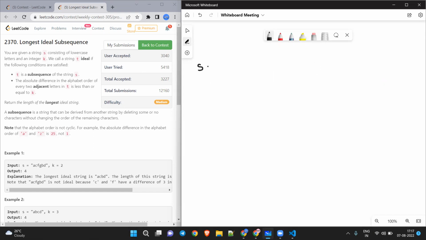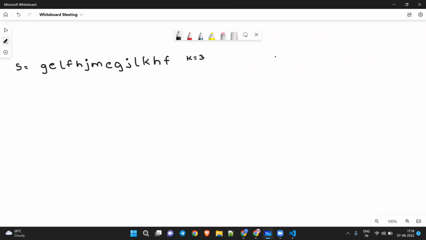Let's take G, E, G, E, L, F, L, F, H, J, M, E. Remove N, E, make it M, E. So M, E, G, J, L, K, H, F. And our K value we will take as 3.